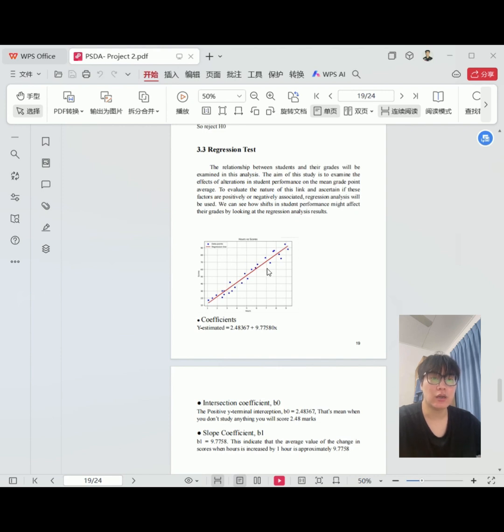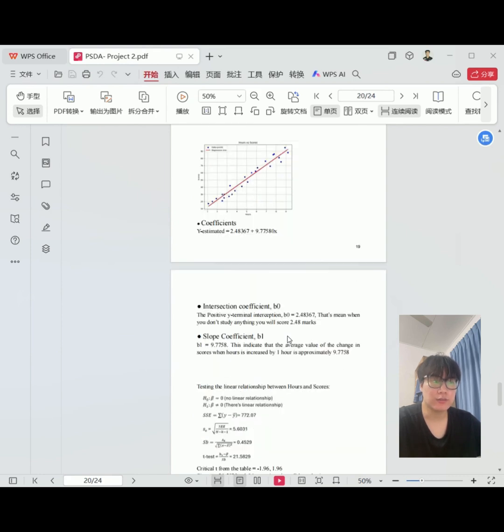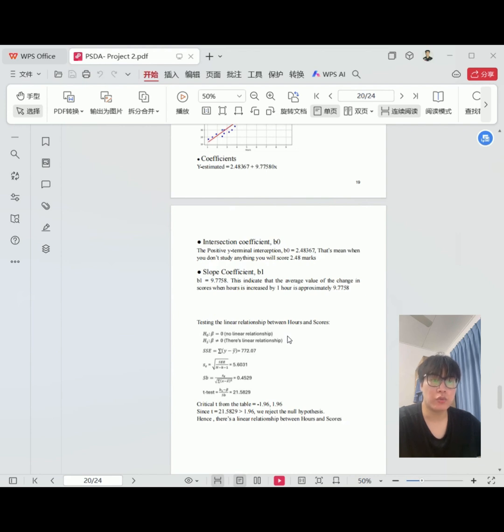So first, we establish the regression model using the formula where y represents scores and x represents study time. Next, we calculate the coefficients. The intercept B0 equal to 2.48367 indicates that when no time is spent studying, the predicted score is 2.48 points. The slope B1 equal to 9.7758 shows that each additional hour of study time increases the average score by 9.7758 points.